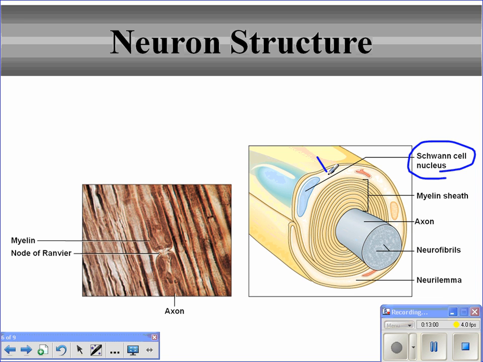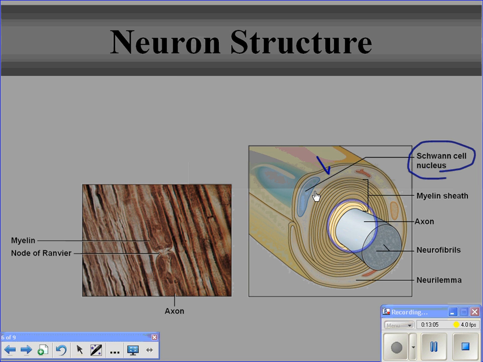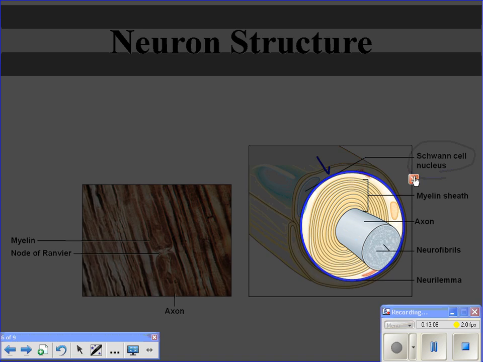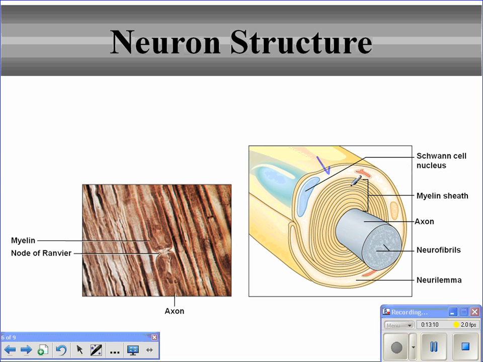So here you can see a Schwann cell. It's wrapped around the outside of this axon. Here's the Schwann cell. And then you can see this Schwann cell has produced all of this lipid material, layer upon layer upon layer, wrapping around the axon, coating it in this lipid or myelin sheath, this fatty sheath, protecting it, kind of acting as an insulator.